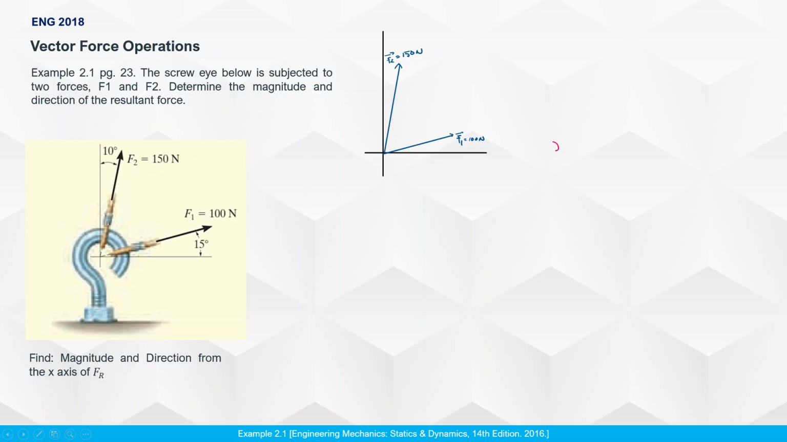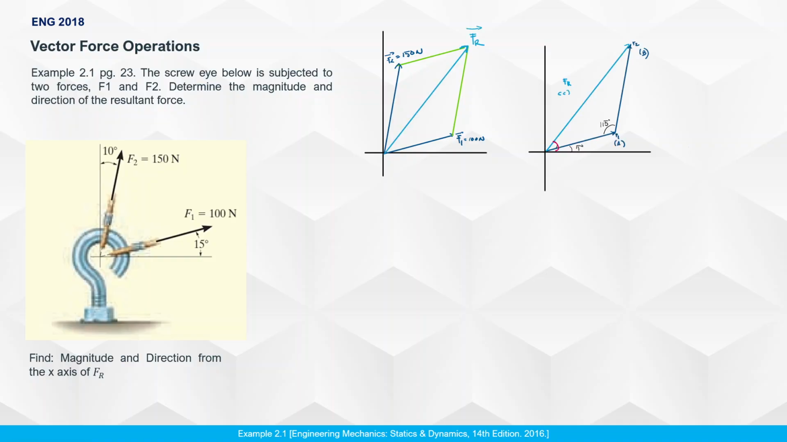We can estimate where the resultant force would be by using our parallelogram law of addition to project it, connecting the intersection points on the origin and the projected parallel points. There we are. And then from here, we can now convert it. We can use our tip-to-tail method to make use of our cosine law and sine law.